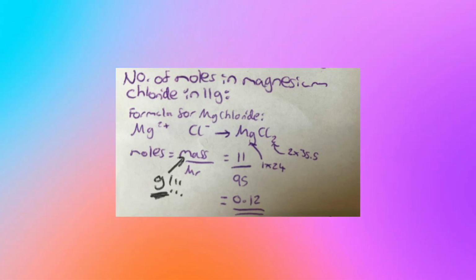Now we need to identify the Mr for MgCl2. So we've got 1 lot of magnesium, the mass number of magnesium is 24, the mass number of chlorine is 35.5, but we need to times that by 2 because we've got MgCl2, we've got 2 chlorines, and that would bring us to a total of 95, so we'd do 11 divided by 95, and that would be 0.12 moles.